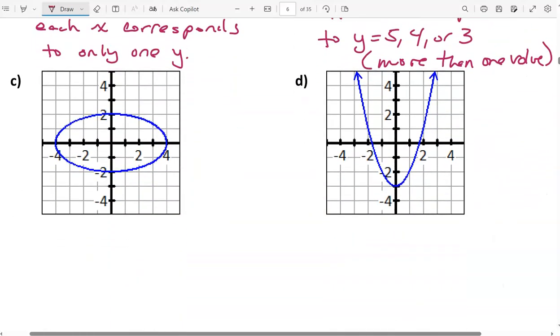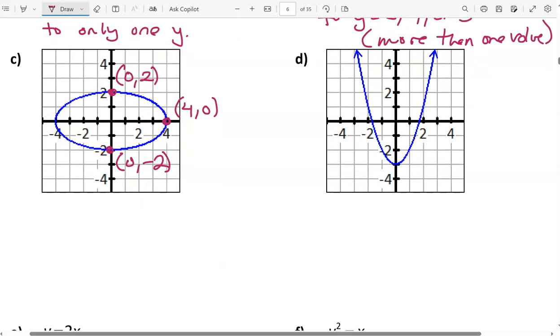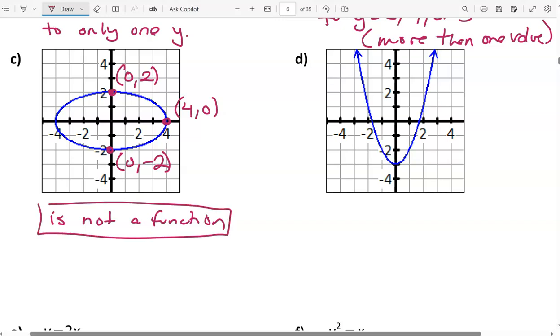In C, if I look at what x equals 4 corresponds to, 4 corresponds to a y value of 0 only. However, if I look at the y value that 0 corresponds to, 0 corresponds to a y value of 2, or also to a y value of negative 2, so this is not a function. And the reasoning is x equals 0 corresponds to more than one y value.